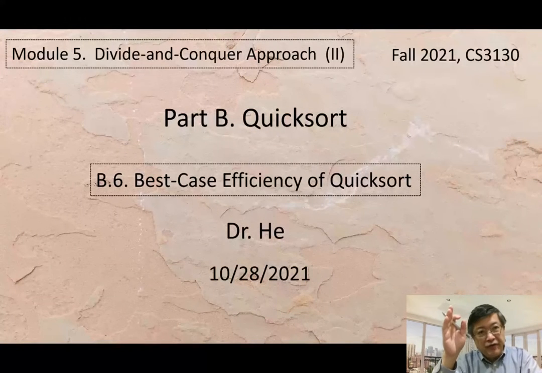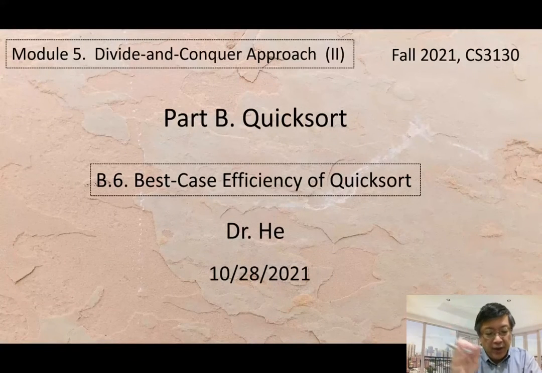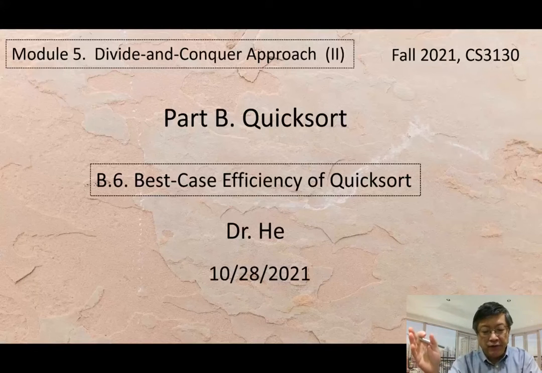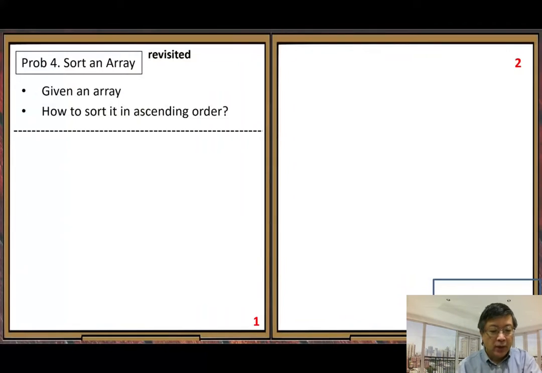B.6, the last video of part B, best case efficiency of quicksort. So in this part, let us do the best case analysis for the quicksort.